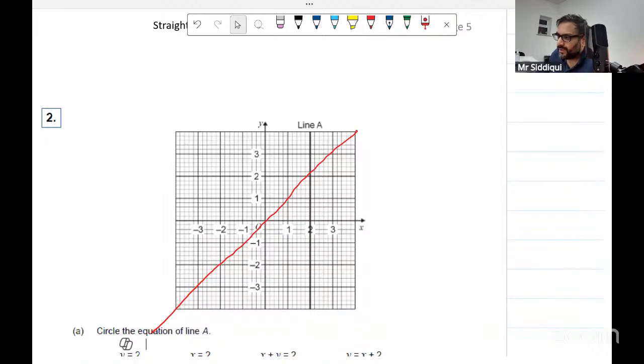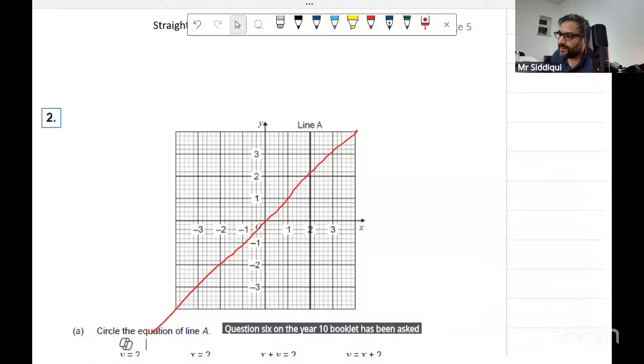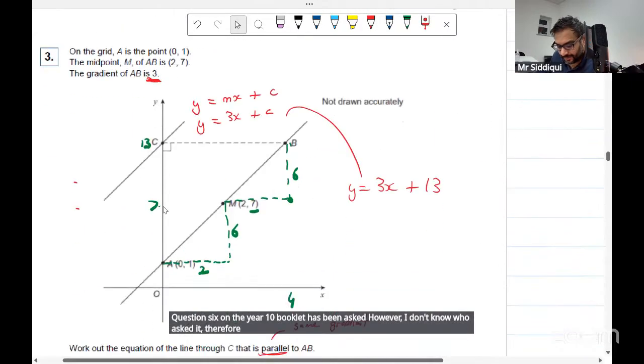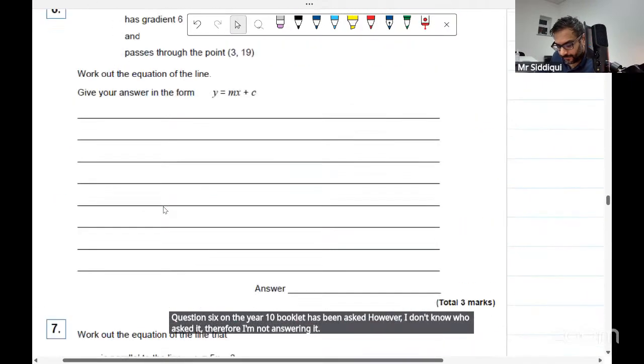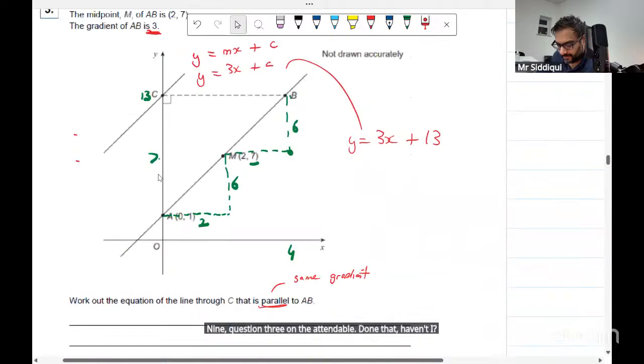Oh, 14. Someone just said question 14. Meaningless. Question 6 on the year 10 booklet has been asked. However, I don't know who asked it, therefore I'm not answering it. Yeah, no. No, question 3 on the year 10 booklet. Done that, haven't I? Yeah, okay.